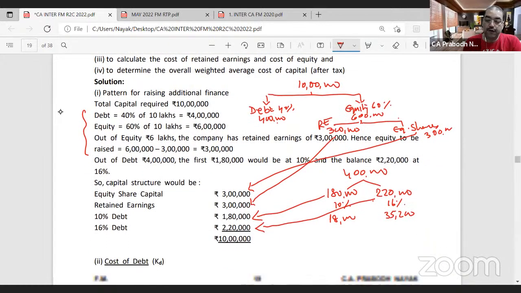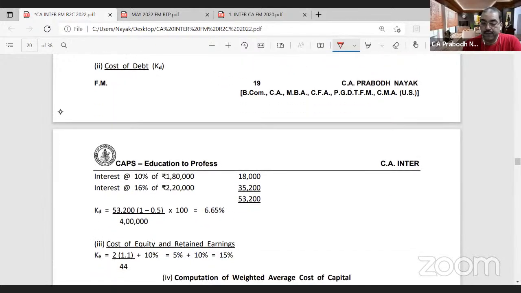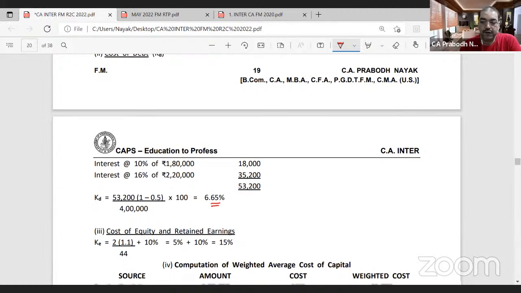Second part of the question, calculating the cost of debt. I'll say that 1,80,000 at 10% comes to 18,000, 2,20,000 at 16% comes to 35,200. Take the total of this: 53,200 is the total amount of interest that we are paying. 53,200 net of tax, so 1 minus rate of tax, upon the total debt capital, 4 lakhs, into 100. So your specific cost of capital, cost of debt, comes to 6.65%. Always refer to 1 minus the rate of tax, because your cost of debt is never the interest, it is your interest net of tax. So 53,200 is your total interest paid on 4 lakhs, multiplied by 1 minus rate of tax, will give you the cost of debt, 6.65%.